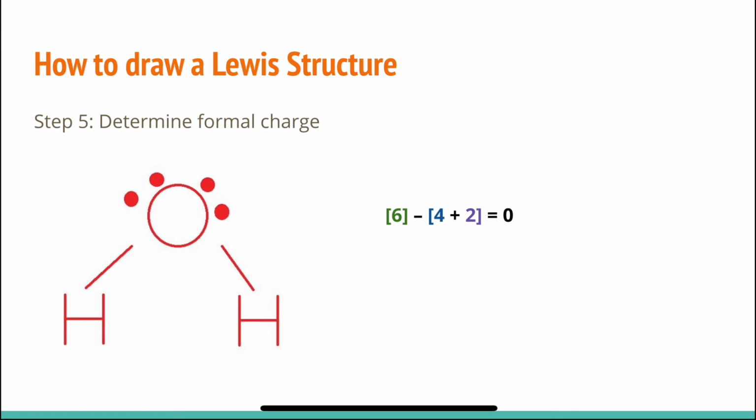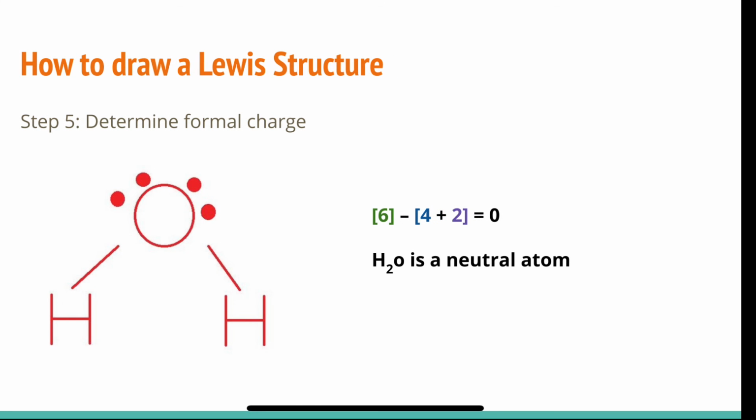In our case, we have 6 valence electrons from oxygen, 4 valence electrons in lone pairs, and 2 single bonds. Since H2O is a neutral molecule, meaning it has 0 as its formal charge, we don't need to indicate this in our final structure.